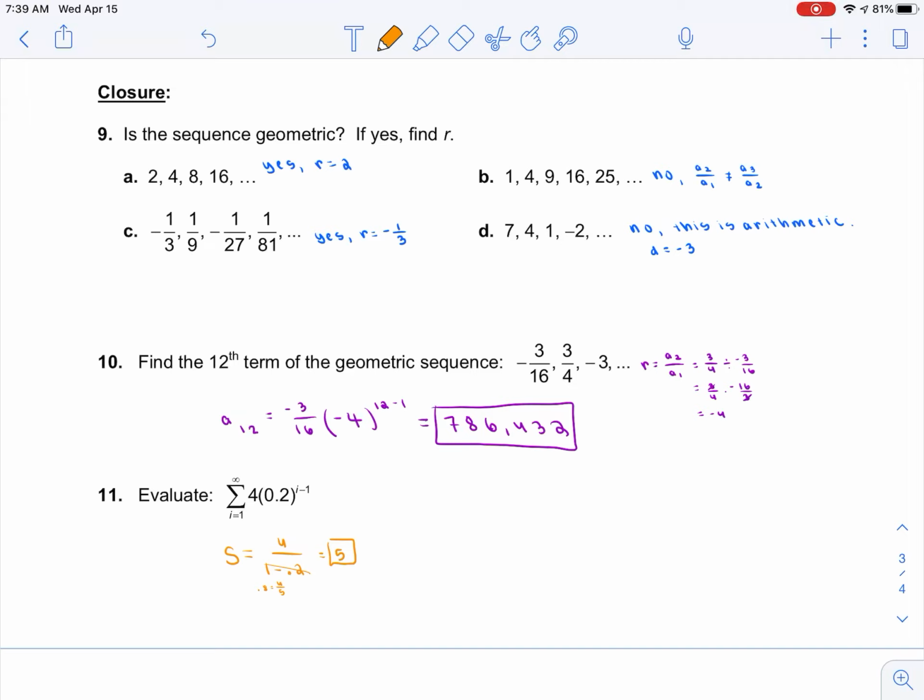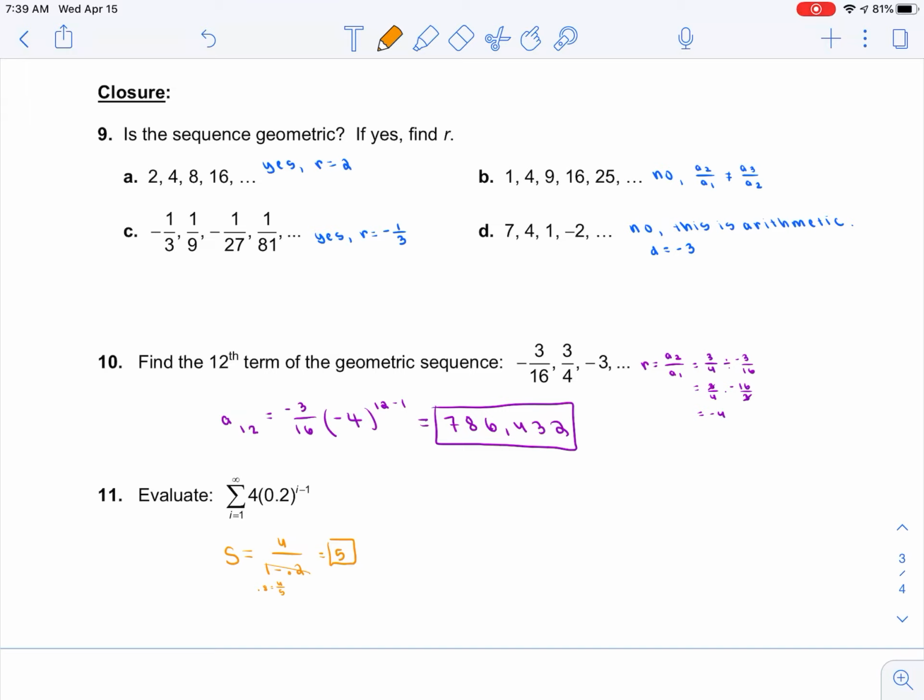So for 9, you were asked if the sequence was geometric. Notice on part A it was, because you multiply by 2 each time. For part B, it was not. You multiply by 4, but then you multiply by a different value, a decimal value there, so it's not the same ratio each time. So this is not geometric.